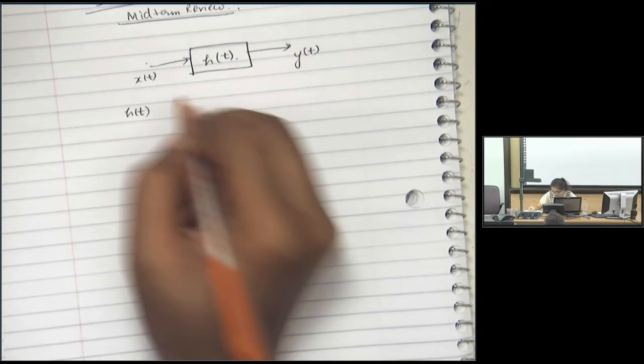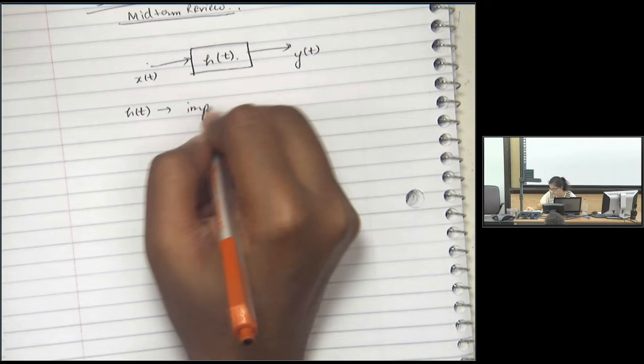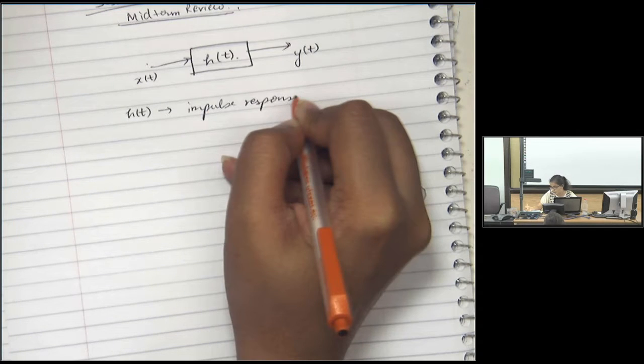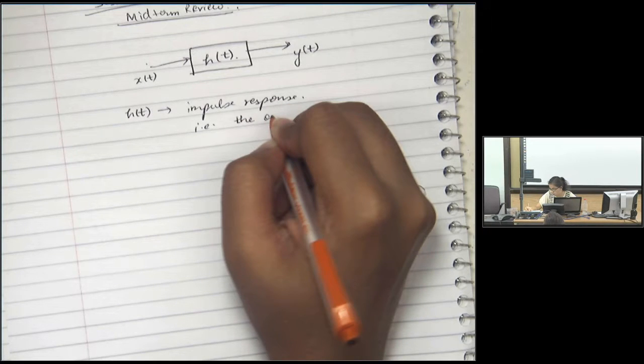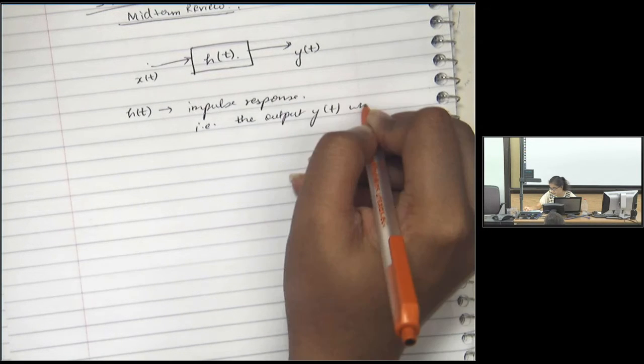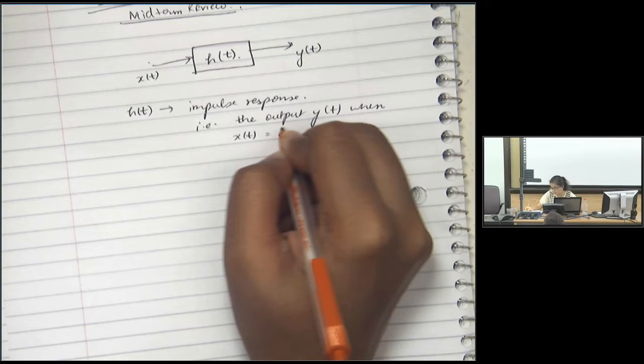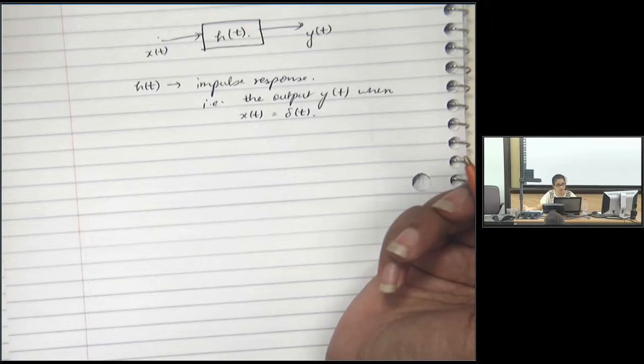Just to clarify all the terms, h of t is the impulse response, that is the output y of t when x of t is an impulse. Alright?